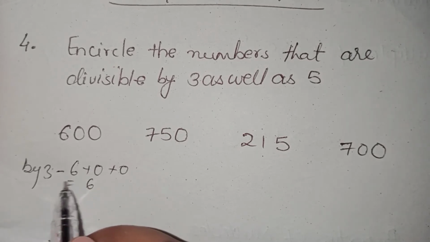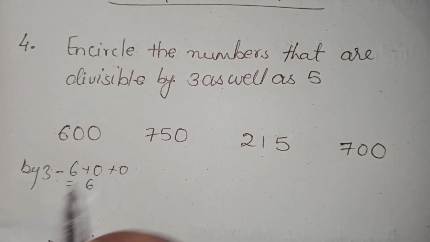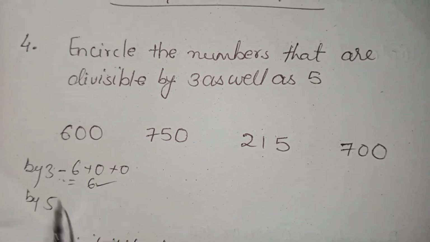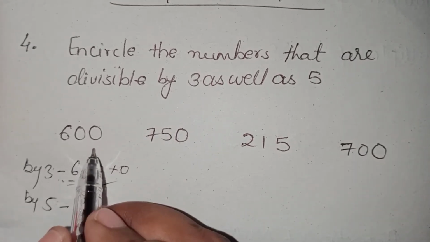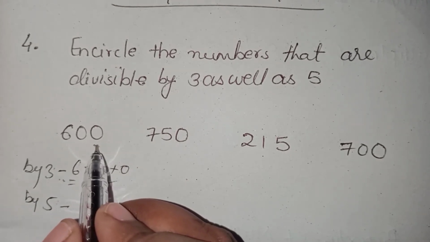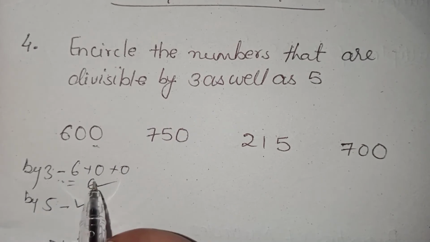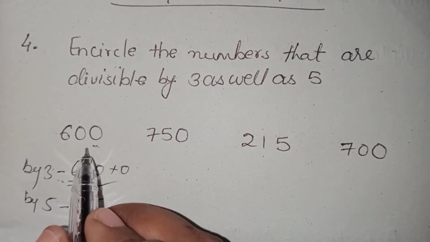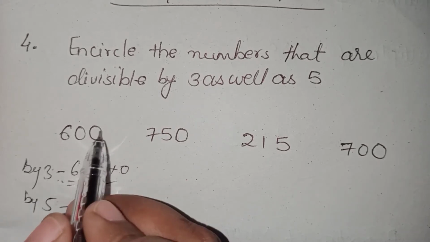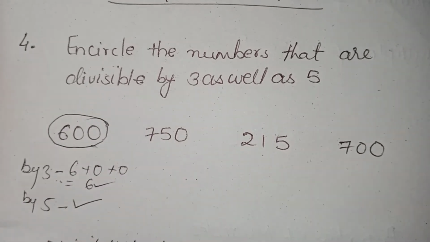That means this number is divisible by 3. Okay. Now let's check for 5. So for 5, what do you have to do? At ones place it should be 0 or 5. So you can see at ones place 0 is there. That means this is divisible by 5 also. So you can see this number 600 is divisible by both by 3 as well as by 5. So we will circle this number. It should be divisible by both.